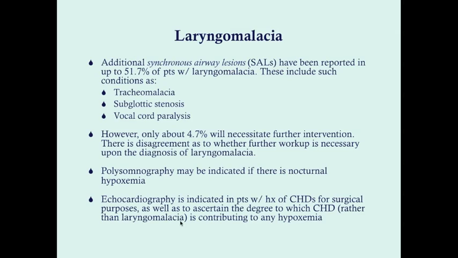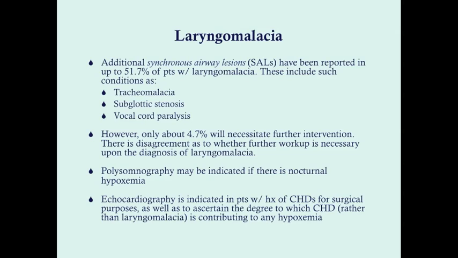Echocardiography will be indicated in all patients that have congenital heart disease. You want to do this before surgery, as well as to ascertain the degree to which the congenital heart disease is contributing to the hypoxemia as opposed to the laryngomalacia. So you have a child with a congenital heart disease. You don't necessarily do surgery on that. For instance, if you have a patent foramen ovale, you don't necessarily have to do surgery there. However, that can contribute to a hypoxemia if you already have the laryngomalacia on top of that.